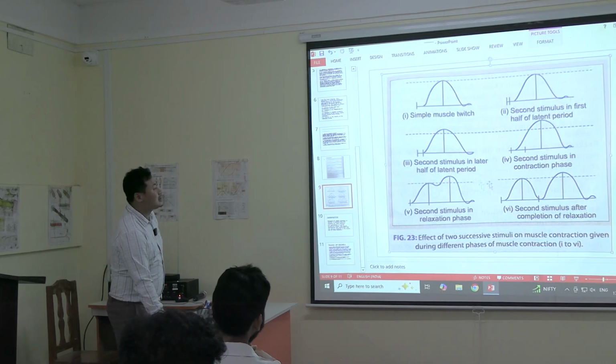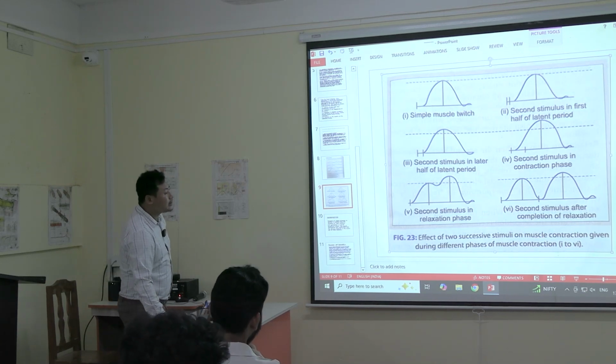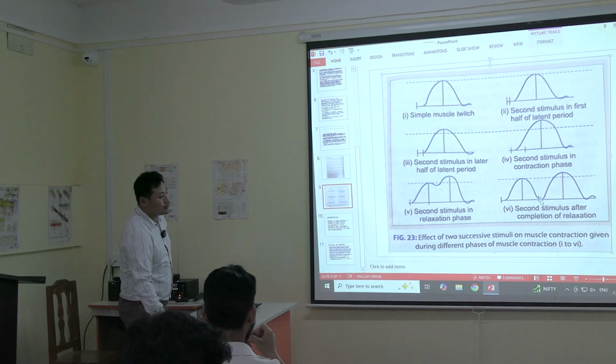Previously in class it has been shown what the beneficial effect is. And then if the second stimulus is given after the relaxation phase, when the muscle is completely relaxed, there is again an increase in height.